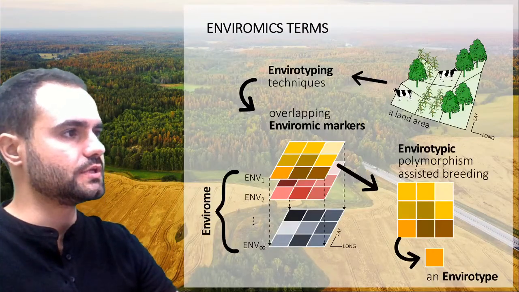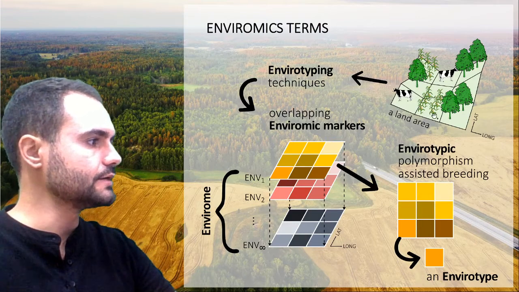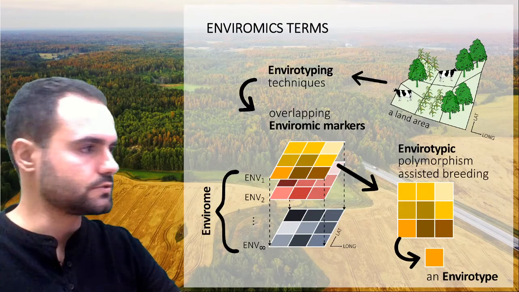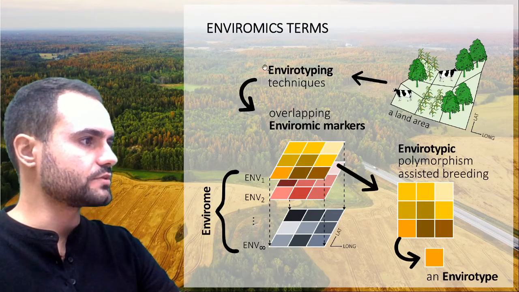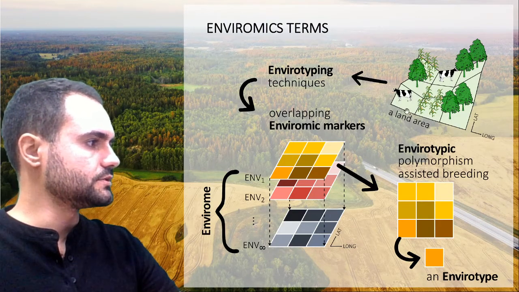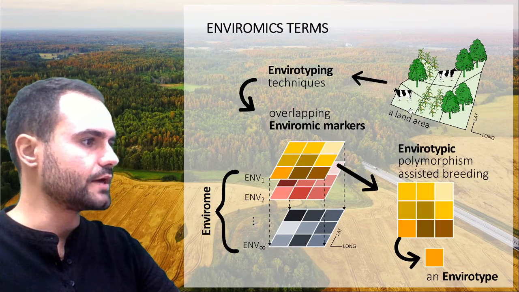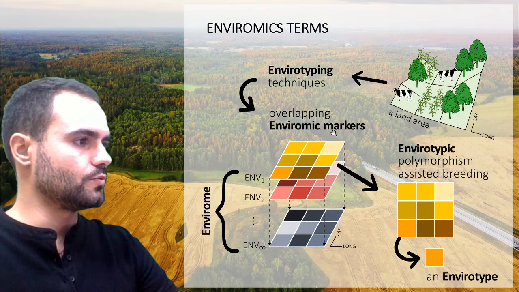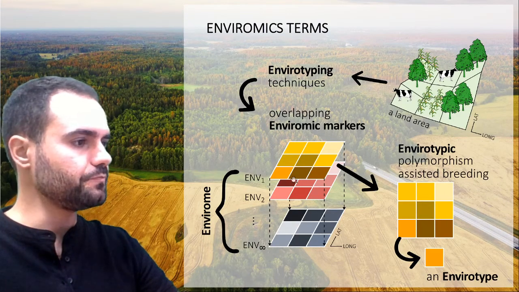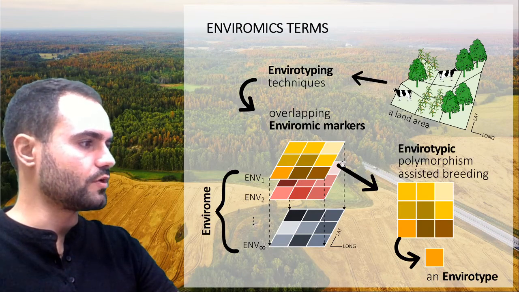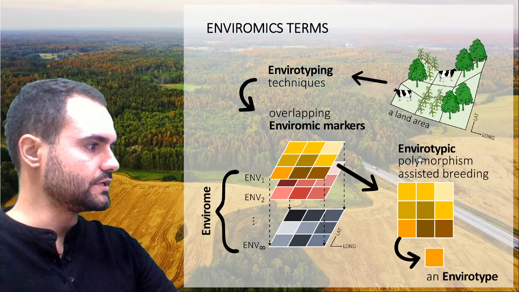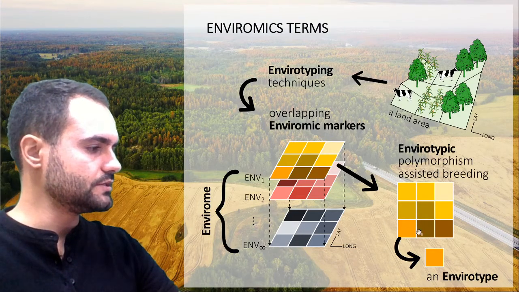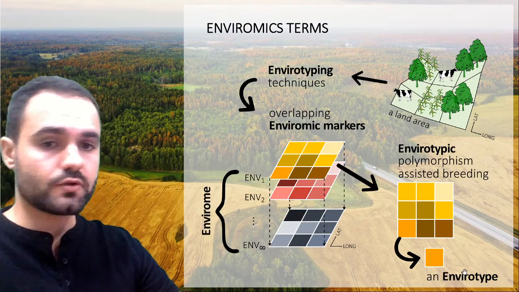So, talking about the Enviromics terms, we have a landscape with a lot of information, biological or not. And by envirotyping techniques, we can achieve some environmental information from this area. A set of environmental markers, we will have the Envirome, and taking a single environmental marker, we will have the envirotypic polymorphisms assisting the breeding, and a single pixel we will have an envirotype.